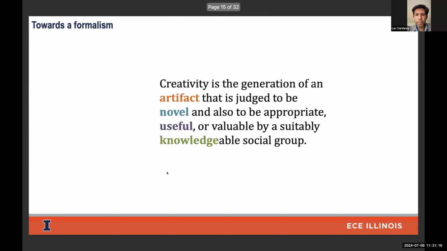What we want to do is have a formalism for artifacts of creativity, like a robot, a notion of novelty, like how surprising it is, and utility or functionality, in terms of its value in some sense. And we need some background knowledge to be able to characterize these things.